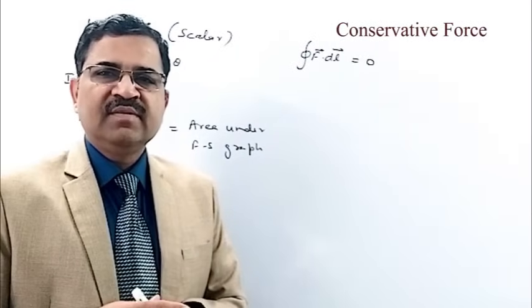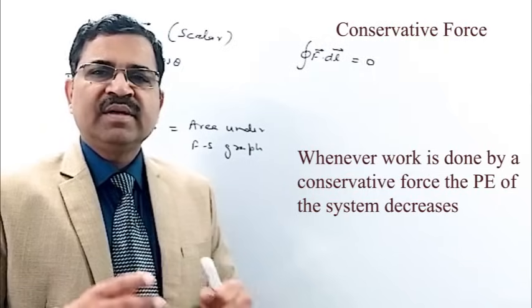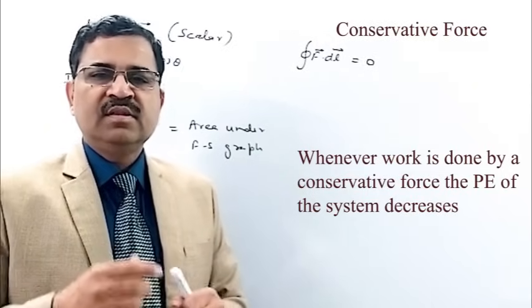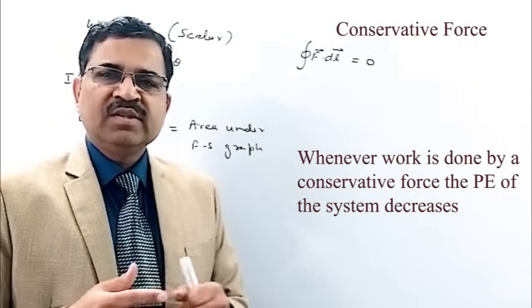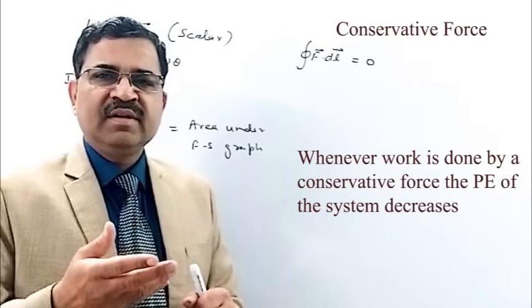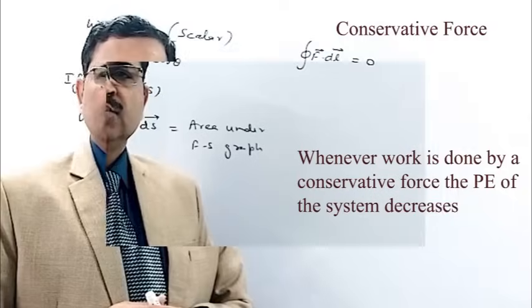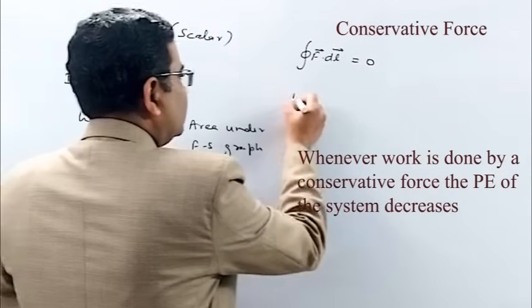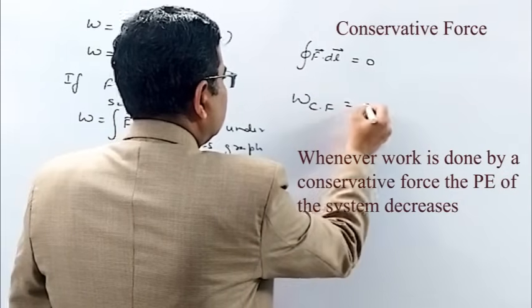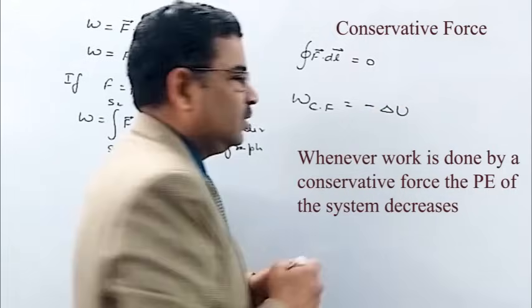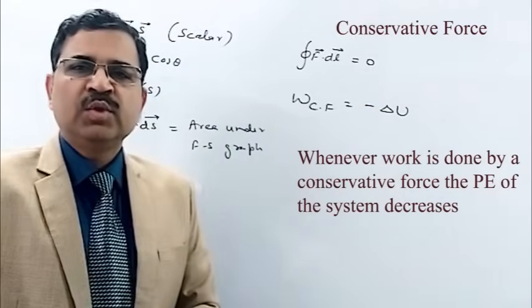Second point, इसमें याद रखने वाला ये है that whenever work is done by a conservative force, it decreases the potential energy of the system. For example, if suppose the work is done by gravity, then the body comes down and therefore the potential energy of the body decreases. तो हम इसको ऐसे लिख सकते हैं that work done by a conservative force is equal to minus of delta u. This delta u stands for the change in potential energy.